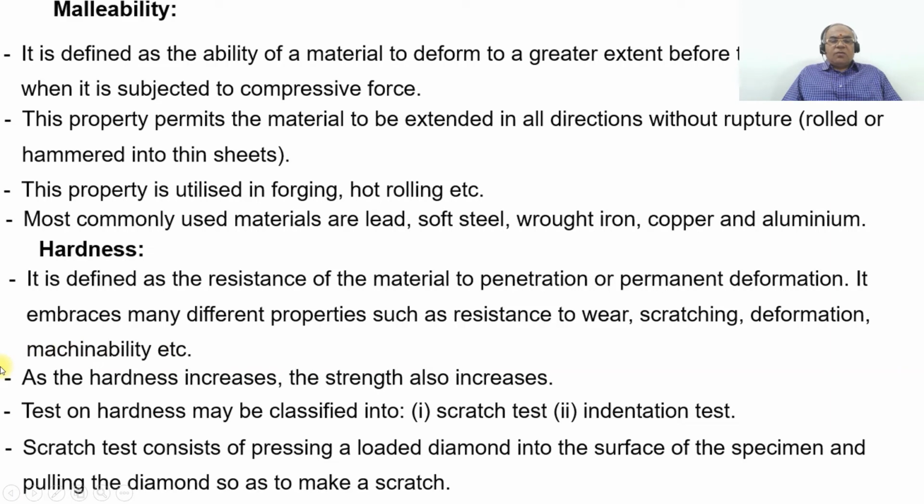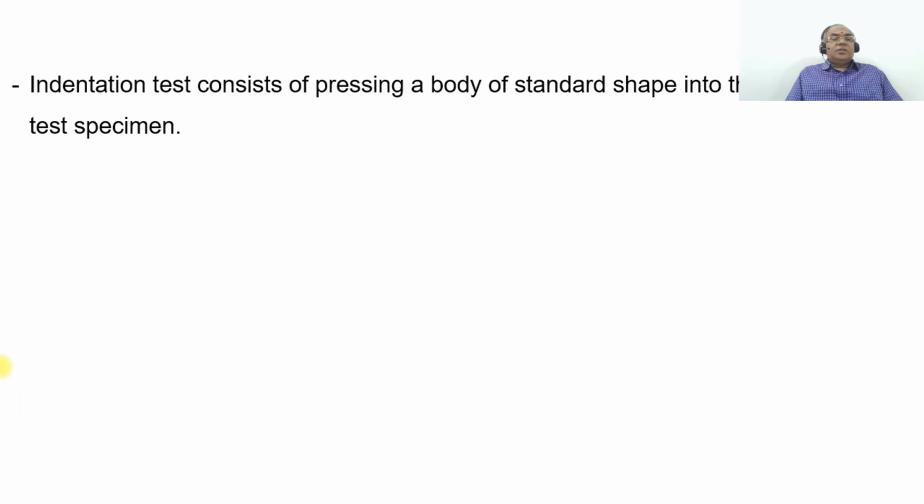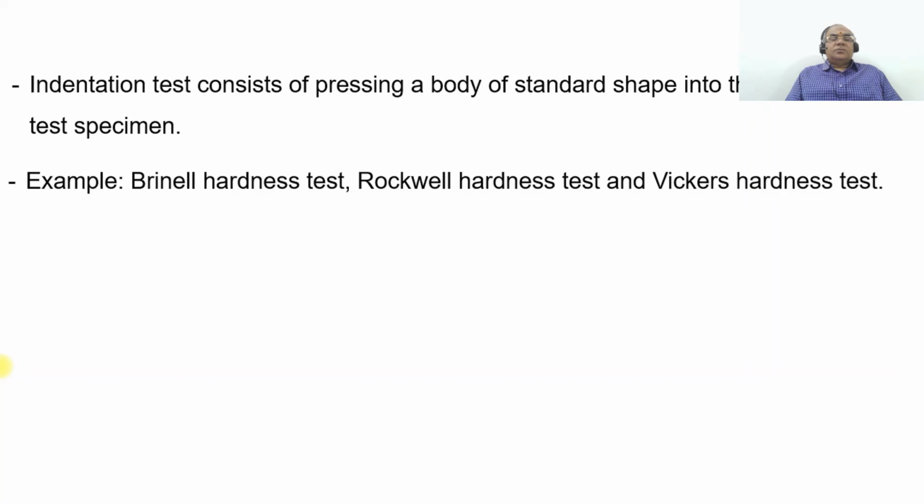The hardness test can be done using two tests, the scratch test and the indentation test. The scratch test consists of pressing a loaded diamond into the surface of the specimen and pulling the diamond so as to make a scratch. The indentation test consists of pressing a body of standard shape into the surface of the test specimen. Examples are the Brinell hardness test, Rockwell hardness test, and Vickers hardness test.